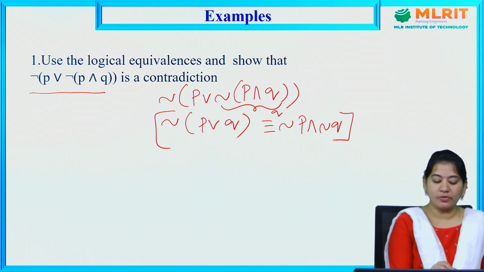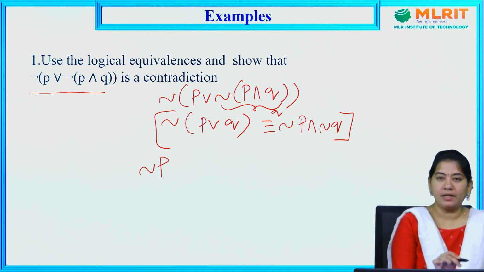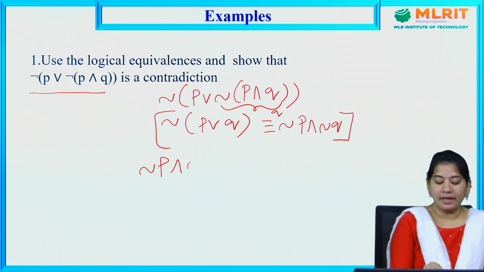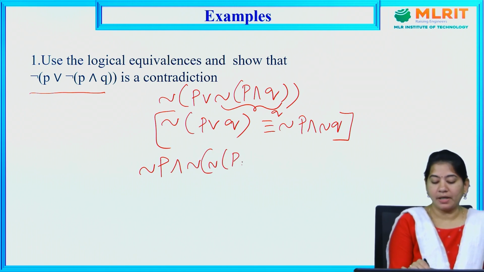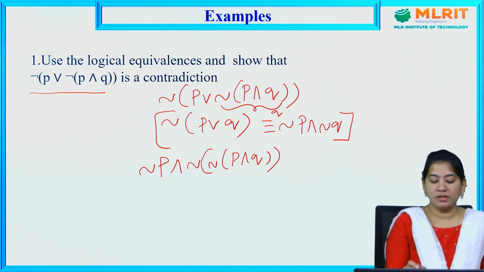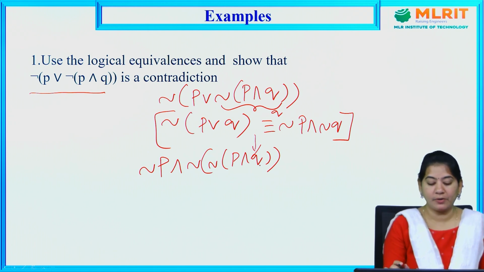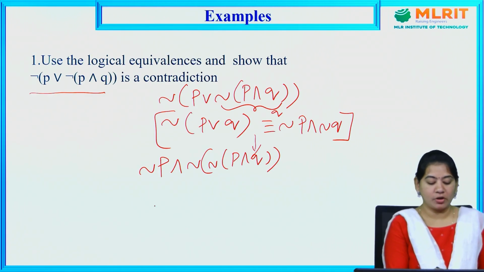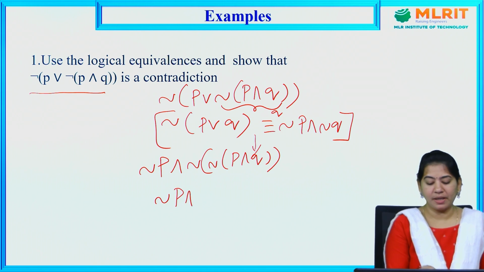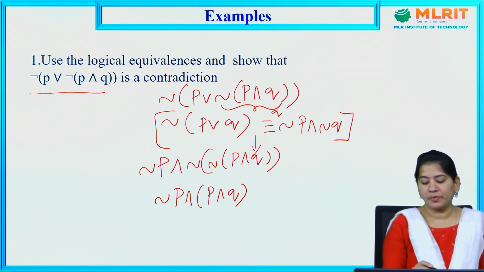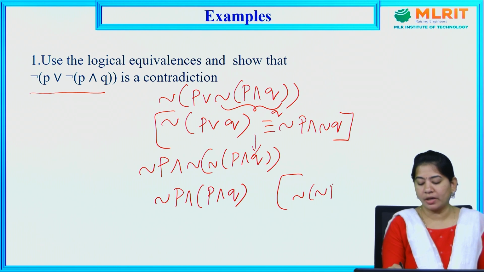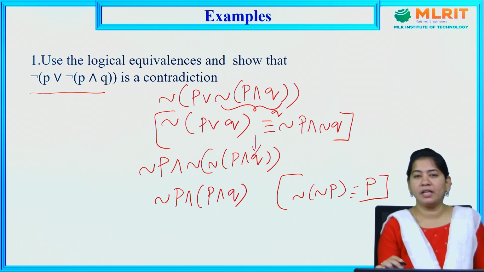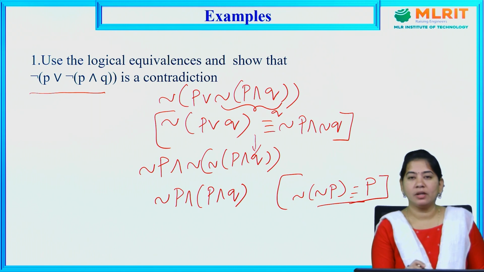So if we apply the laws of logic, it will become here negation P and negation of (P and Q). So by using laws of logic, you will get negation P and negation of (P and Q). Now for this again, we have the formula for the double negation. Negation of negation P is equivalent to P. So just apply the formula, then it will become negation P and (P and Q). The formula which we have used is negation of negation P is equal to P. This is De Morgan's law, and also here this is a double negation law.